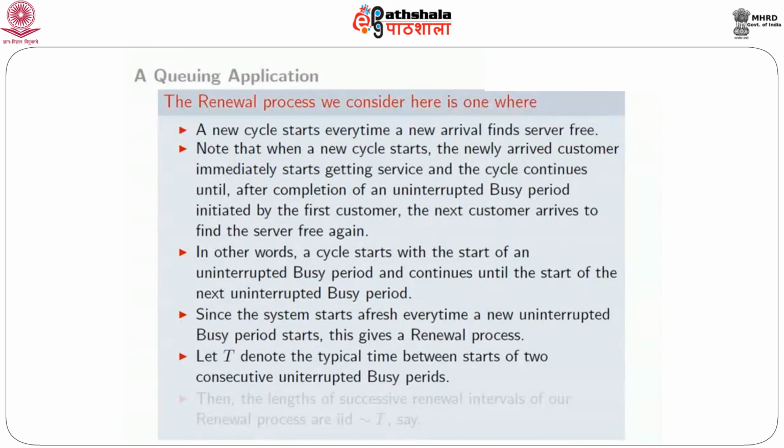Let capital T denote the typical time between starts of two consecutive uninterrupted busy periods. So T represents a typical length of a typical cycle, a typical renewal cycle. So the lengths of the successive renewal intervals of our renewal process are IID, with the same distribution as T.